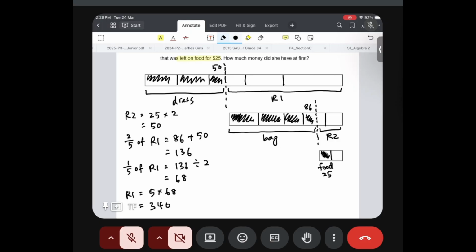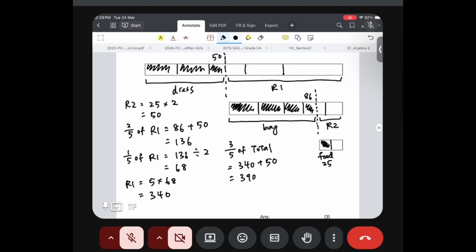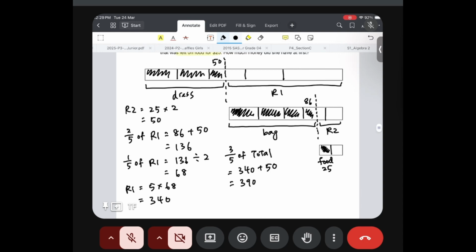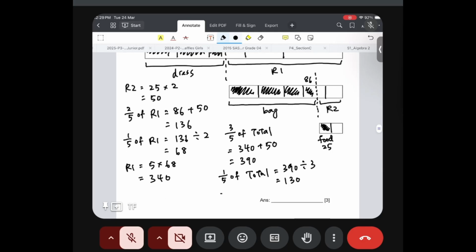Finally, let's look at our first bar for the total money. We now know that R1 is $340. If we add the $50 from the dress back to R1, we get $390. This total represents 3 units of her original money. To find 1 unit, we divide 390 by 3, which equals $130. Since her total money was represented by 5 units, we multiply 130 by 5. The result is $650.